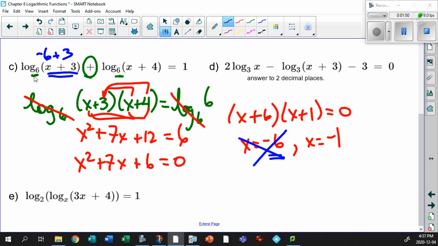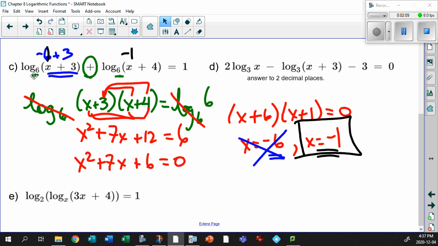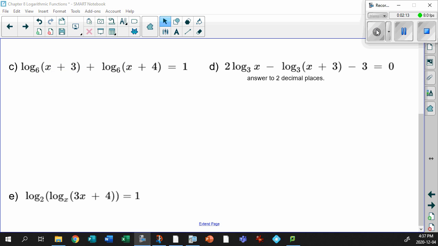But take the minus 1, put it in here. Look at that. Minus 1 plus 3 gives you a positive number. Check out here, too. You got to try all the logs. Minus 1 plus 4 is a positive number. So your answer, in fact, is x equals minus 1. Pretty sweet, hey? Okay, now let's do the next question.